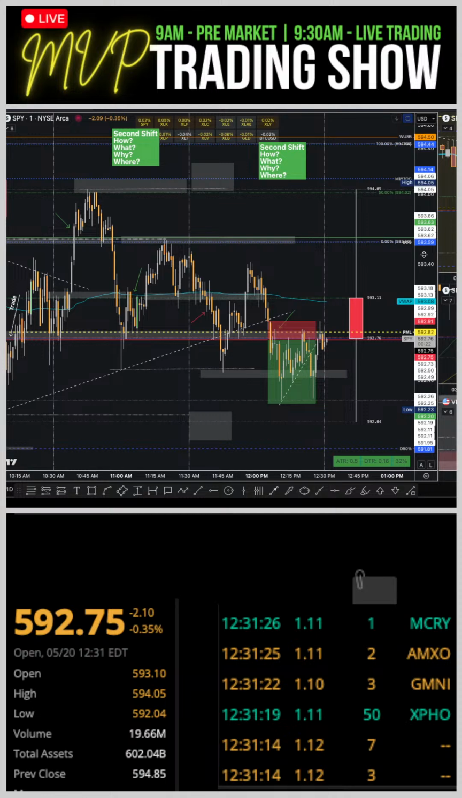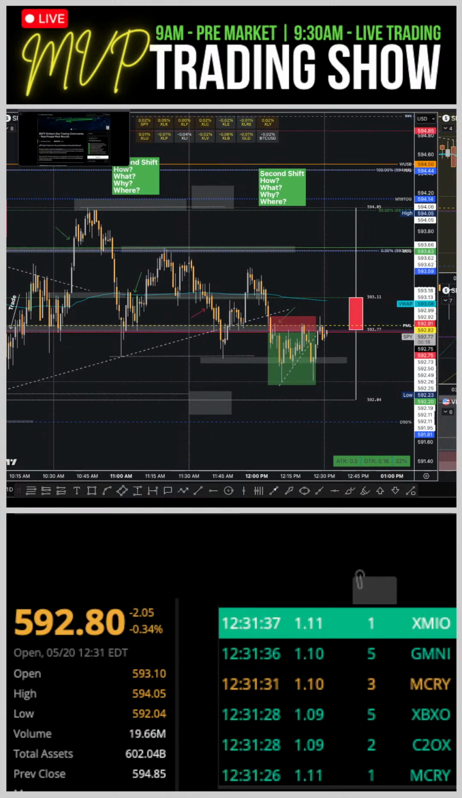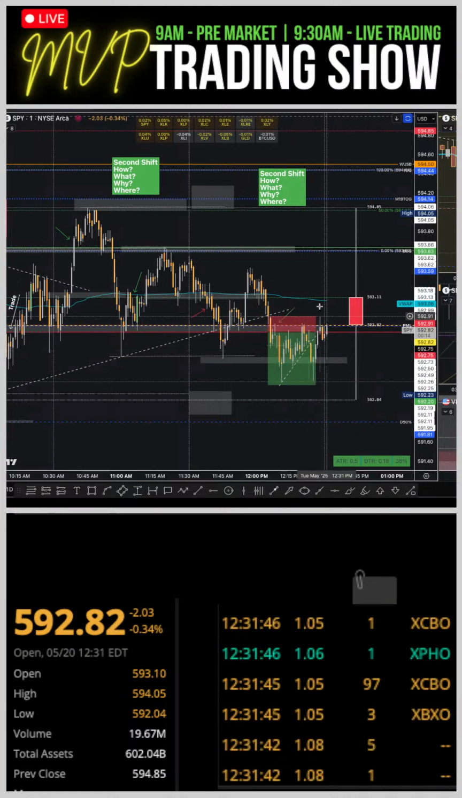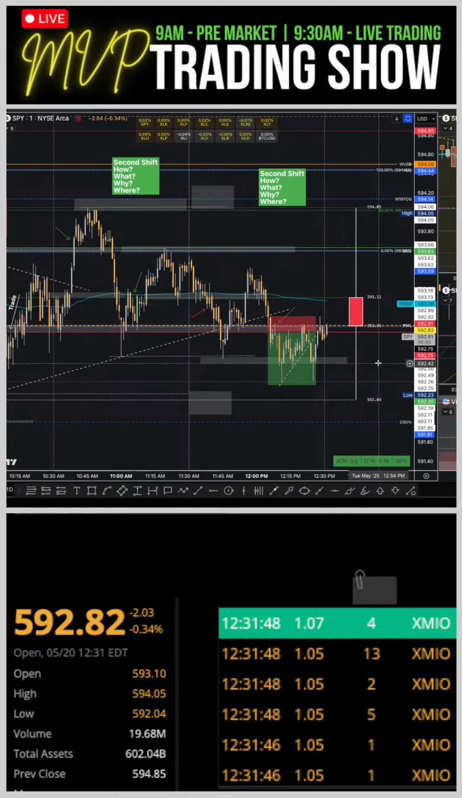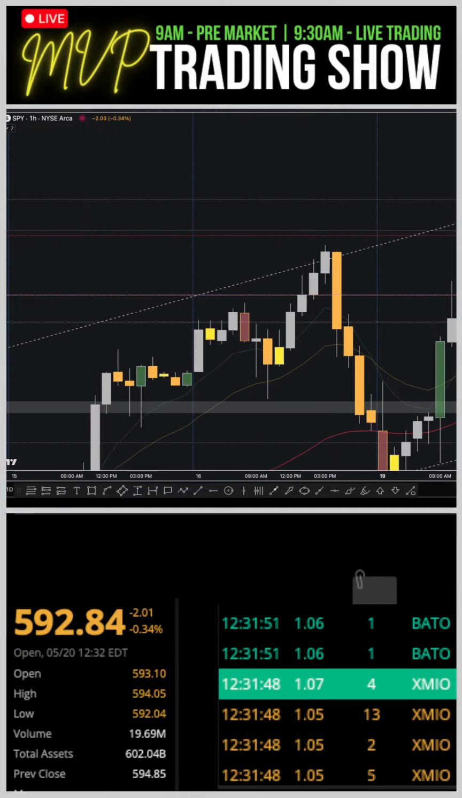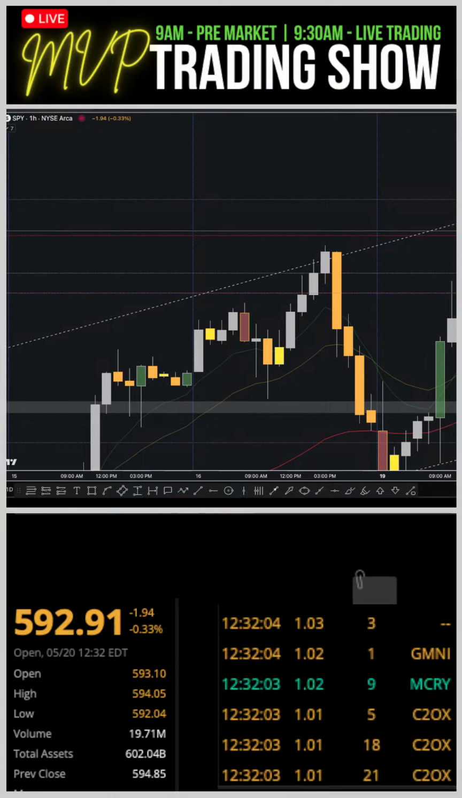Going into the close, the primary thing I'm going to pay attention to is which side of that daily open we are going to close on. Are we going to close above that daily open or below it? That daily open is at 593.11. Keep in mind on the hourly intraday, we're still in an uptrend. The uptrend is still intact. We're just in a really strange place in the middle of the channel.